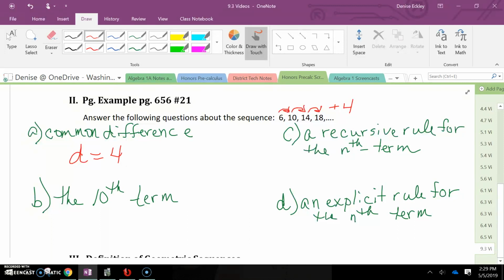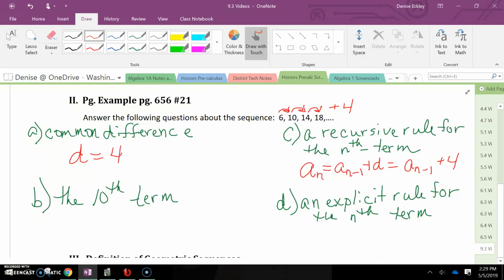Now I'm going to delay doing part B until I find a rule for this, because I don't want to sit here and just keep adding 4 every time. Our recursive rule then looks like this: a sub n equals a sub n minus 1 plus d. So in this case, our recursive rule is going to be a sub n minus 1 plus 4. So that's our recursive rule.